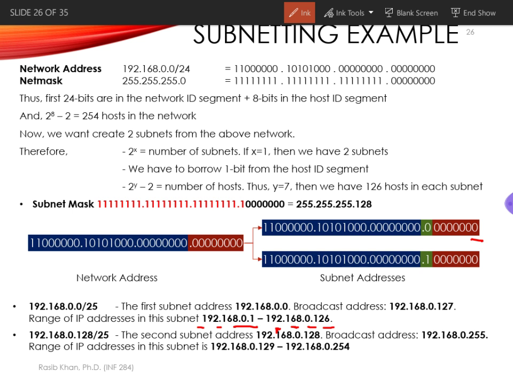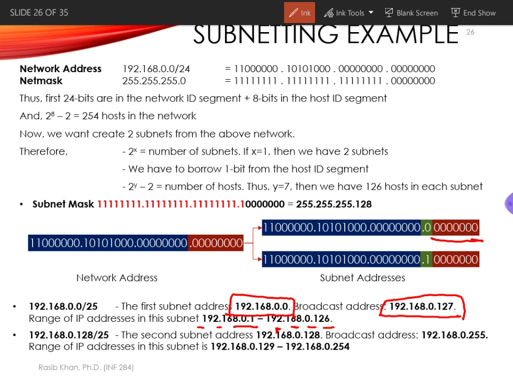And in a very similar fashion to how we calculated the network address and the broadcast address, we set all the host bits to 0s for the network address. So this is our subnet address now. And if we set all the bits to 1s in the host ID part, that is going to be our broadcast.